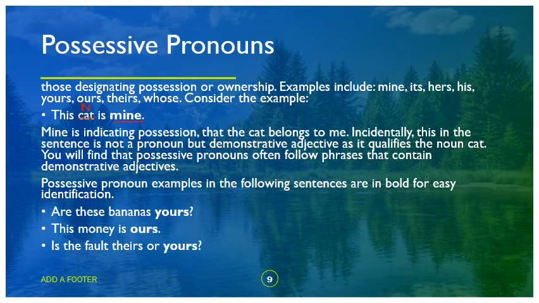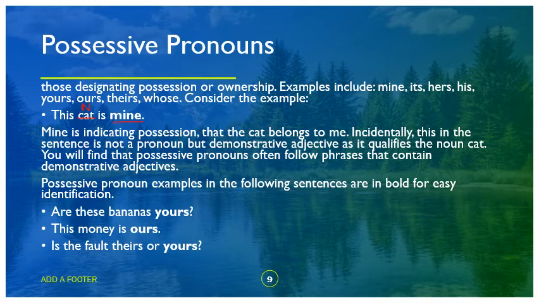Incidentally, this in the sentence is not a pronoun but demonstrative adjective as it qualifies the noun cat. You will find that possessive pronouns often follow phrases that contain demonstrative adjectives. Possessive pronoun examples in the following sentences are in bold for easy identification. Are these bananas yours? Now here they have told you that possessive pronouns often follow phrases that contain demonstrative adjective.